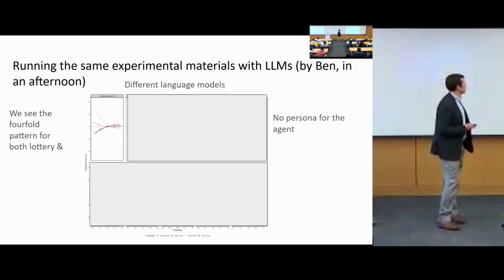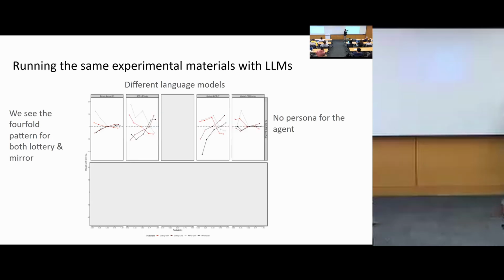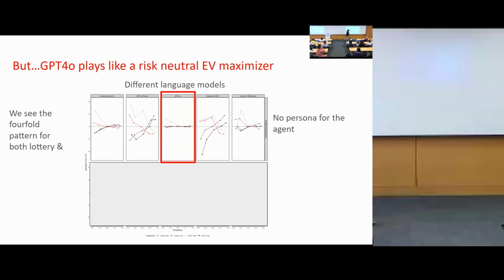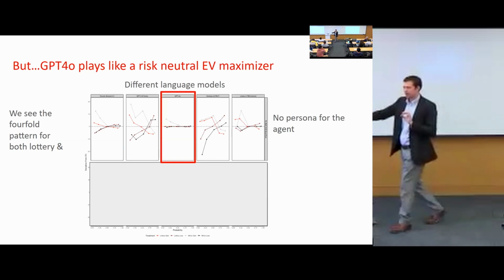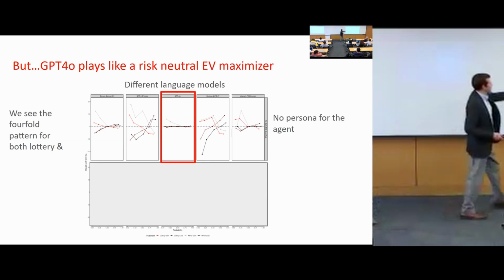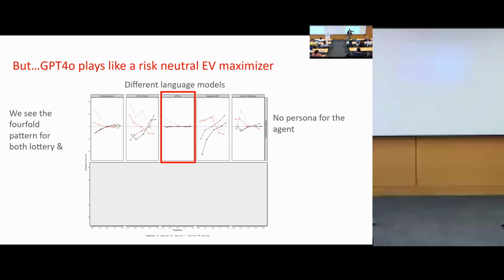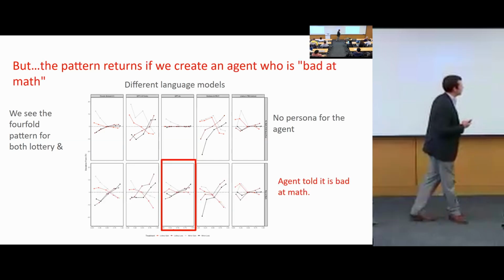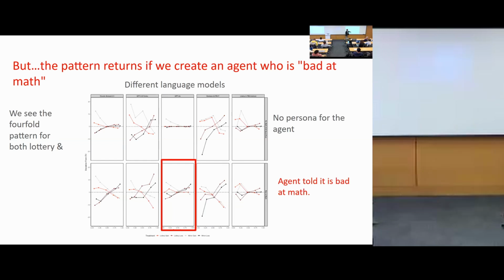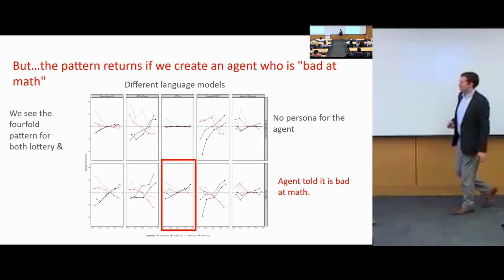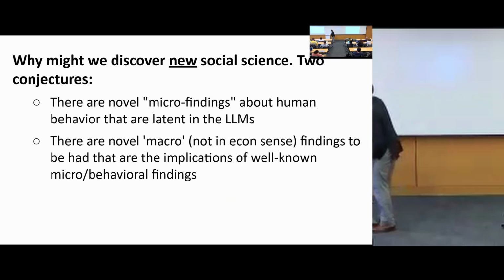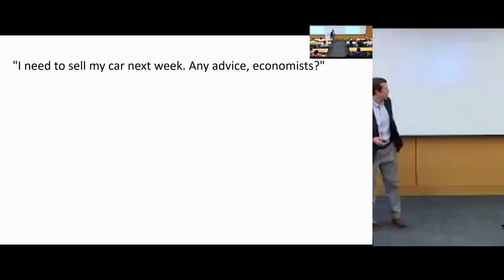So this is, let me just really quick, this is the Ocrea paper. This 4-fold pattern is the prospect theory pattern. This is with different language models. This is GPT-4o. A straight line here just means expected utility maximizer. So it replicates with these simpler models. It shows that bias. And then when you just say, hey, you're bad at math, the pattern comes back. Let me just say one more thing.